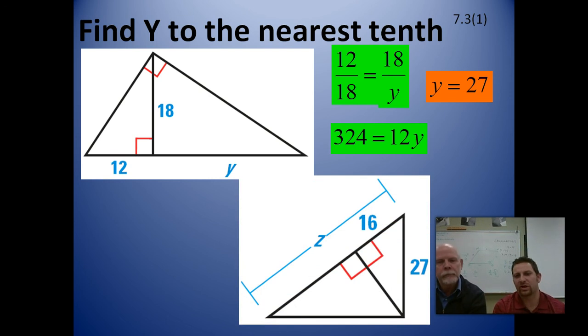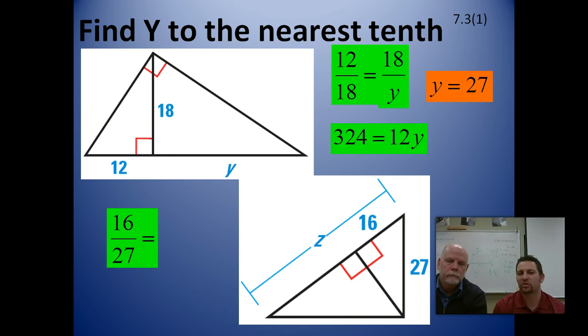Now we have to create a ratio between the largest triangle and the smallest triangle. The middle-sized triangle is kind of null on this one because we don't have enough information about it. When I look at this, I see that 27 is the hypotenuse of the smallest triangle, and z is the hypotenuse of the larger triangle. I have the short leg of the little triangle, which is 16, but then that 27 is the short leg of the larger triangle. So when I set up my proportion, I'm going to go short leg 16 to 27, which is the short leg on the big triangle.